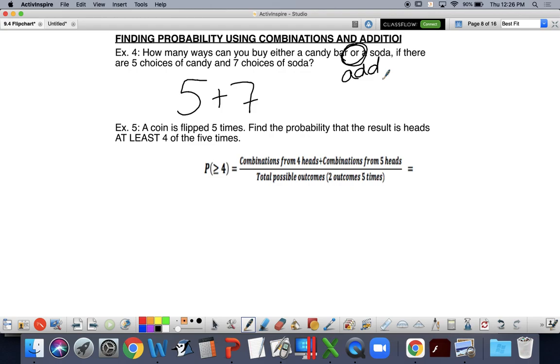All right, let's look at our next question. A coin is flipped 5 times. Find the probability that the result is heads at least 4 of the times.